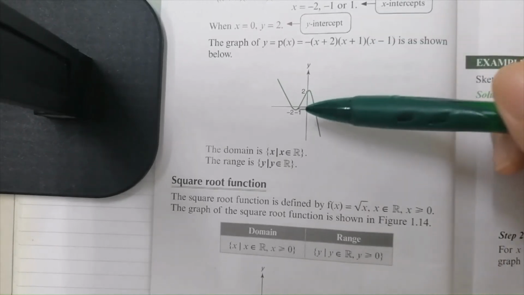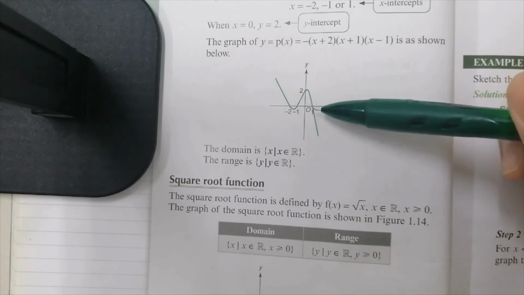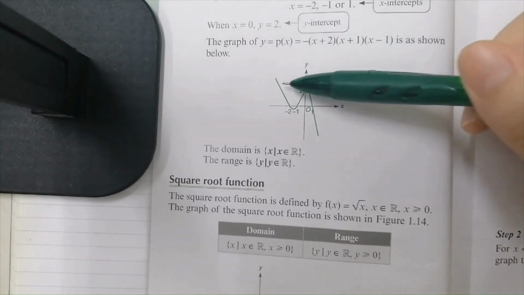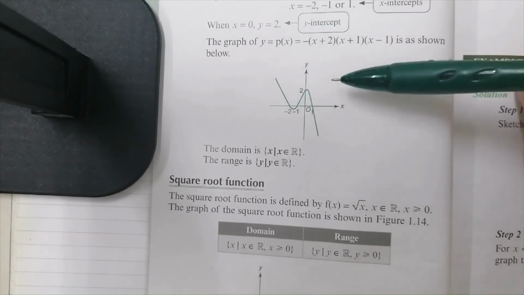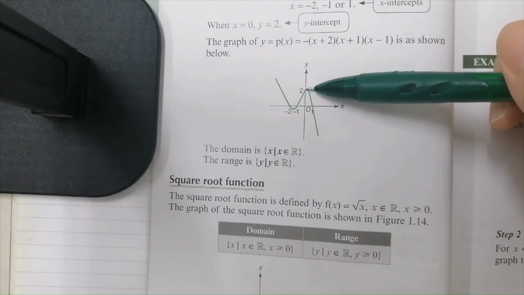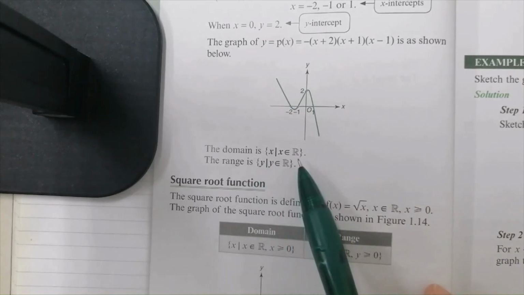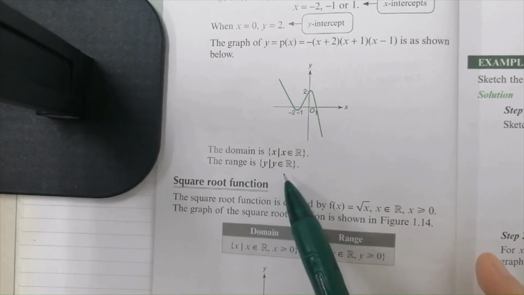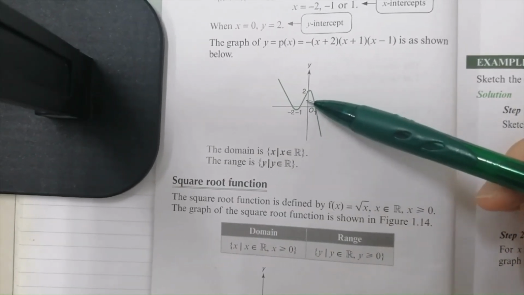We label the x-intercepts negative 2, negative 1, 1, and the y-intercept 2, and let the graph pass through all the intercepts. Since this is a negative cubic graph, the highest point, the peak, is on the right side. The domain is real number because we have negative and positive x. The range is real number because we have negative and positive y.